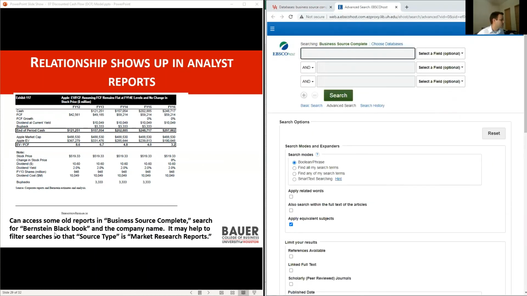Then you can search for something called the Bernstein Black Book. So the Bernstein is a research company on Wall Street. They will publish some of their reports. Now, it's not a ton. You're not going to see a ton here. It's a little bit of a selected sample. It's kind of the highlights. It's what they want you to see. They're almost marketing the best of our analyst reports that we've done.